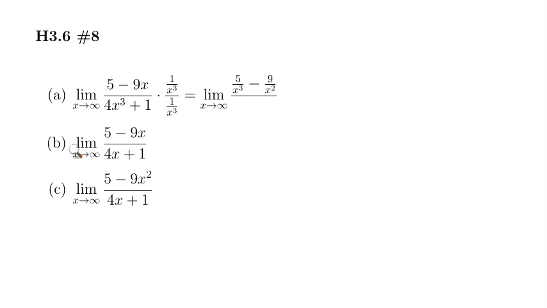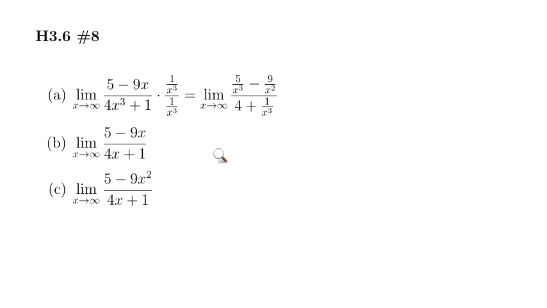So if you distribute 1 over x cubed to these two terms, we get these two terms. We're going to do the same thing on the bottom: 4x cubed times 1 over x cubed, the x cubed cancels out, so you're just going to get 4. And then 1 times 1 over x cubed is 1 over x cubed, so we add 1 over x cubed. So we get that.